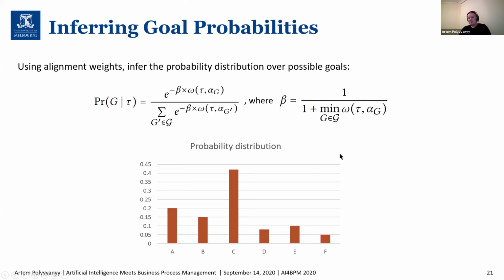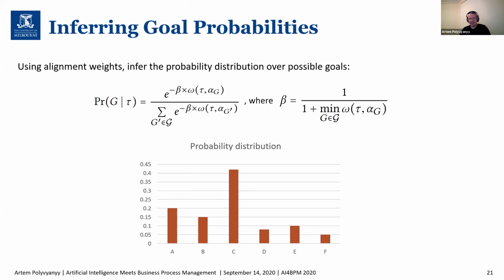And then, given these alignment weights, which we compute for each of the skill models, for each of the goals, we use the Boltzmann distribution to derive a distribution over all the goals, right? So the probability of a goal given the observation tau, this is the trace we observe, is computed according to the Boltzmann distribution. Well, why?